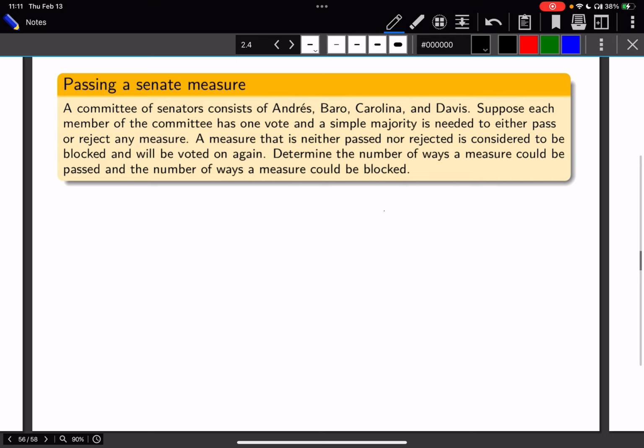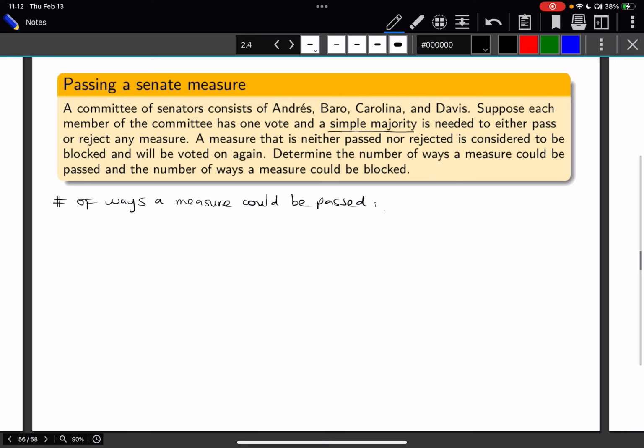Let's focus on one thing at a time. Let's go with the number of ways a measure could be passed first. So here we write: number of ways a measure could be passed. Now, based on the statement of the problem, we need a simple majority to pass a measure. We're not given any details on the measure, and those details don't really matter. All we need is a simple majority to get a measure to pass.